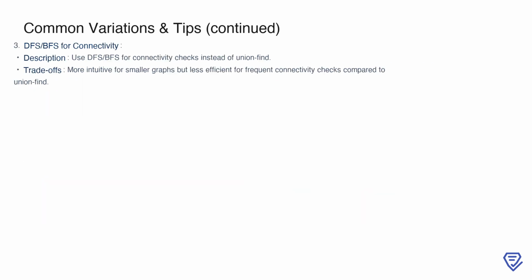Another alternative approach is to use DFS or BFS for connectivity checks instead of union find. These traversal methods are more intuitive for smaller graphs and can be easier to implement if you're less familiar with union find. However, they're generally less efficient for frequent connectivity checks, particularly in larger graphs. While DFS and BFS work well in certain scenarios, their performance may lag behind union find in terms of scalability. Therefore, they're best suited for problems where the graph size is small or the number of connectivity checks is limited.